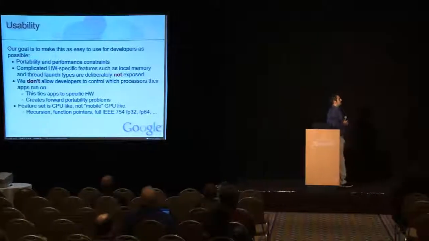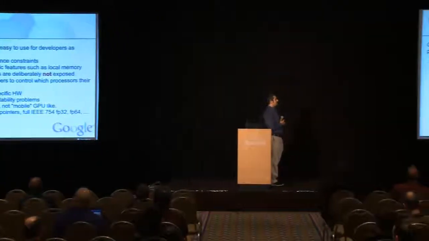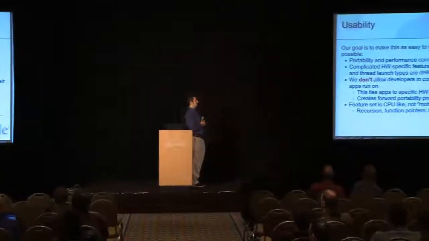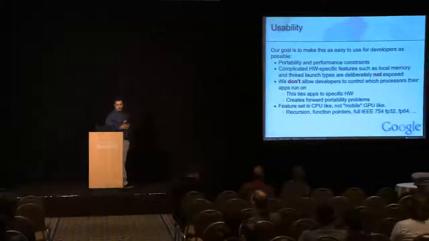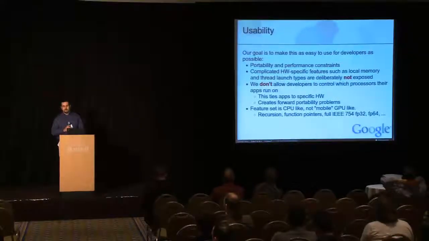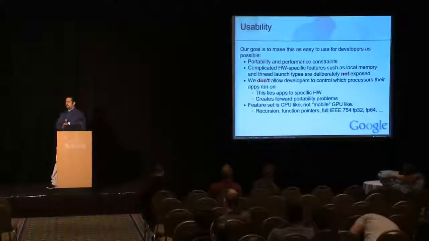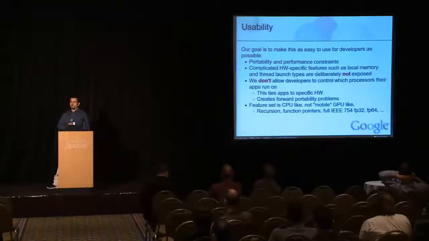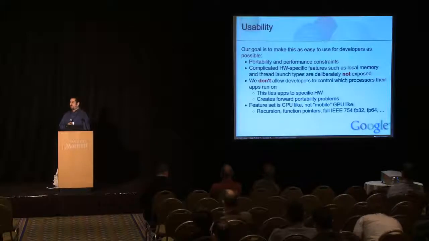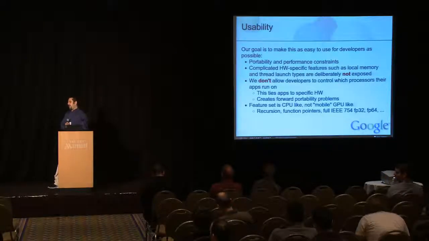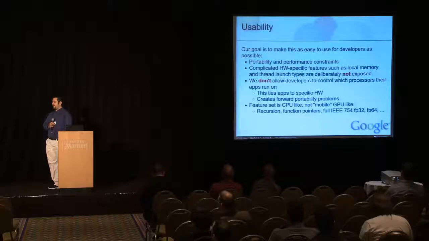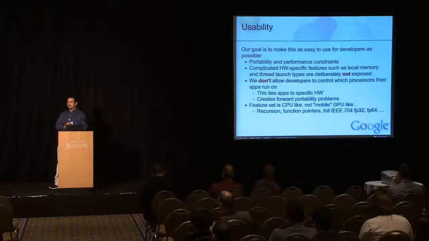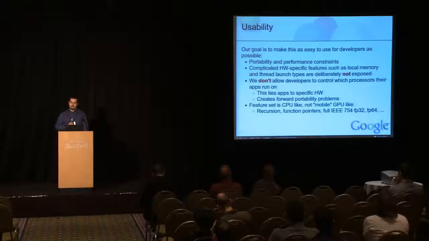As far as usability, again, we have these other design constraints for portability and performance. We completely left out things like local memory and thread launch type. We don't expose these things because they tend to be hard for people to use and optimize for. Generally, when people are doing that kind of stuff, they're tuning for a particular generation's version of an architecture. And those things tend to bit rot really, really fast and end up causing performance problems down the road. So we hide those things and leave that kind of optimization to the actual driver model.